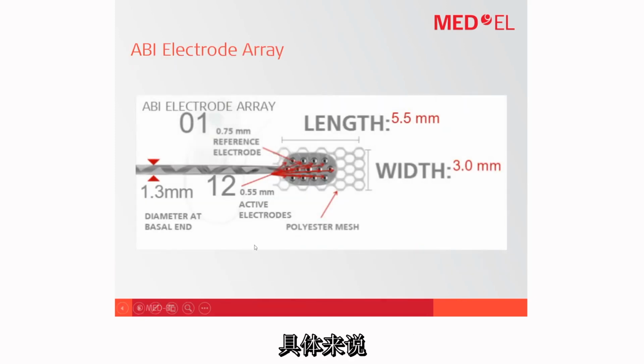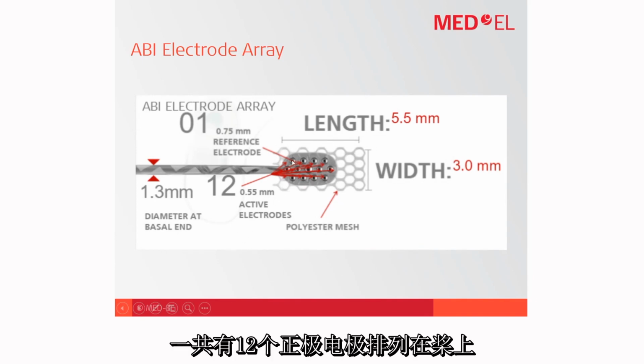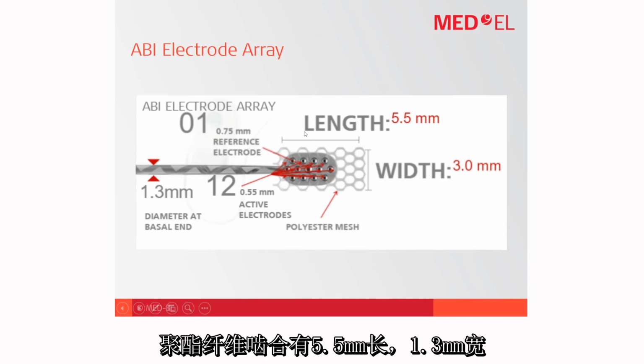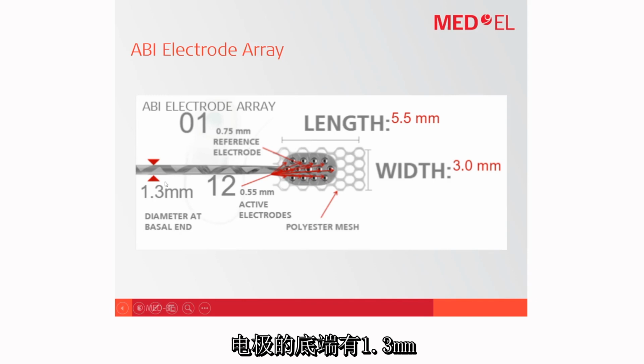So here you have more details about the ABI electrode array. As I mentioned, you have 12 active electrodes placed on the paddle with one reference electrode in the middle. The polyester mesh is 5.5 millimeters long and 3.0 millimeters wide. And at the basal end of the electrode array, the diameter is 1.3 millimeters.